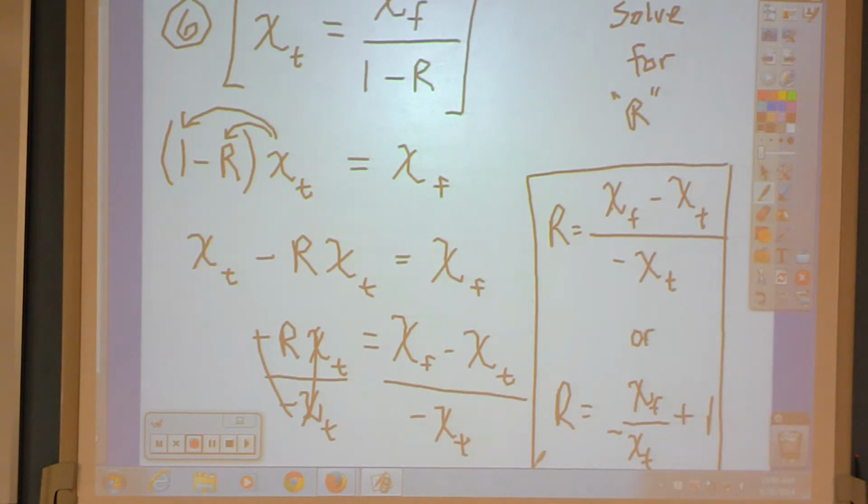See, I would've done that too. I would've canceled those out and been r equals x of f. How could you cancel what out? That's what we're taught now, you're gonna cancel out. No, you're not taught to cancel out.